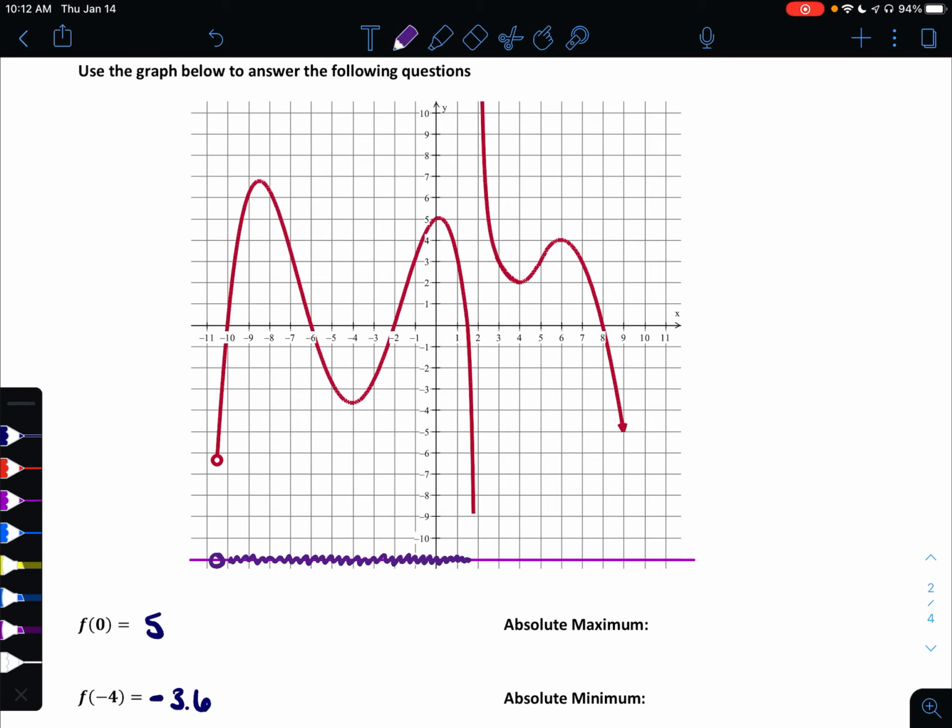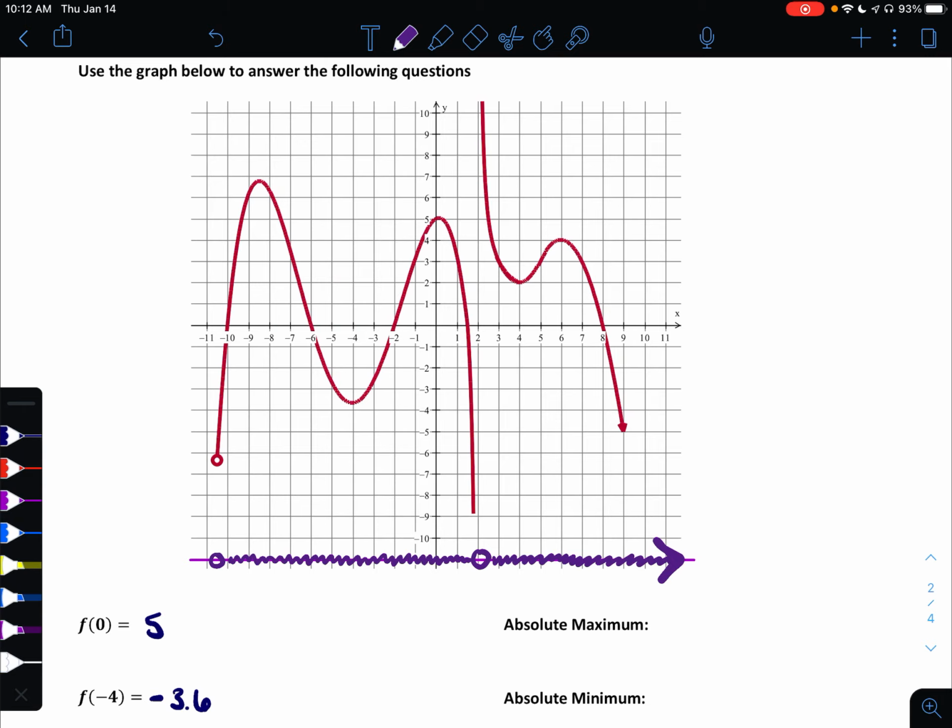So because we have that break right there, I'm going to put an open circle on my number line, and then I'm just going to keep on going. So again, everything's good. And then you'll see at the end here, we have that arrow, which just means it's going to keep going forever.